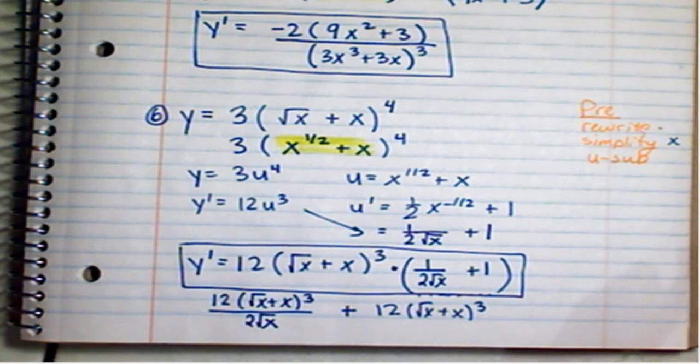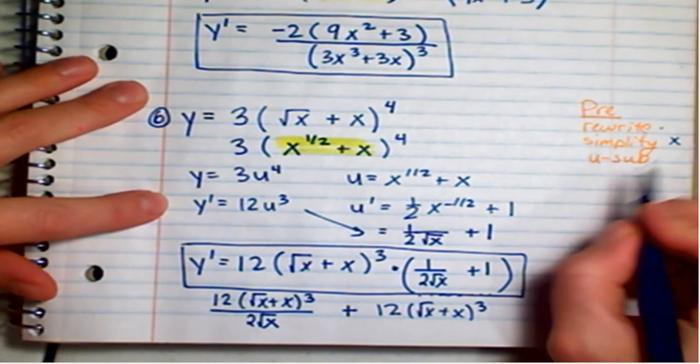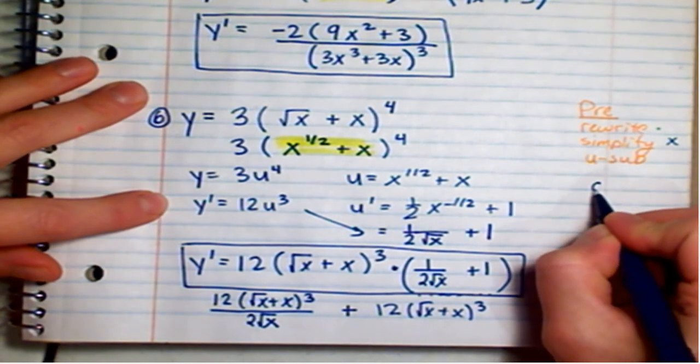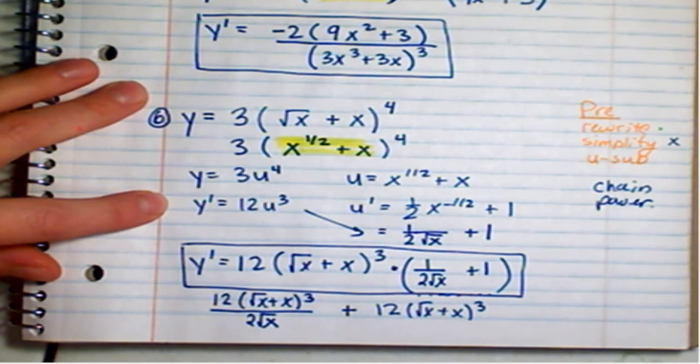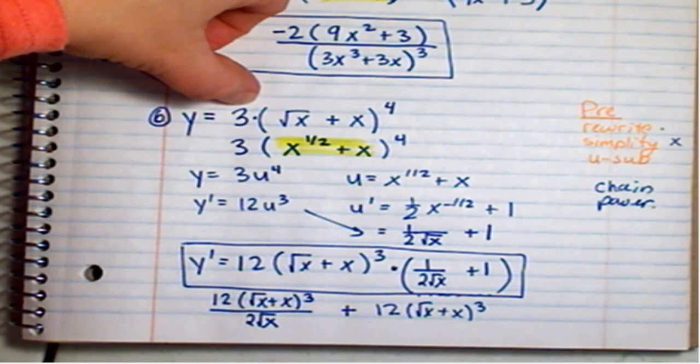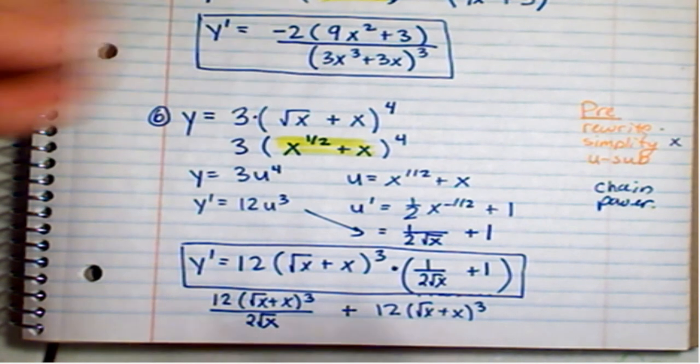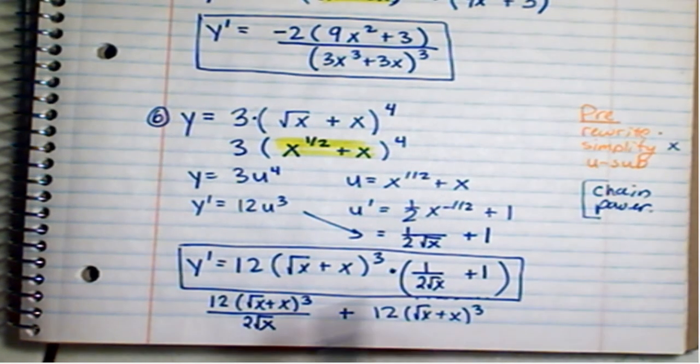All right, so let's look at what did I have? I did my pre, and then it was just the chain and power rule that I was working with. You might be thinking this is a product rule, it's not, because the derivative of 3 is 0. So it's not a product, it's just power chain.